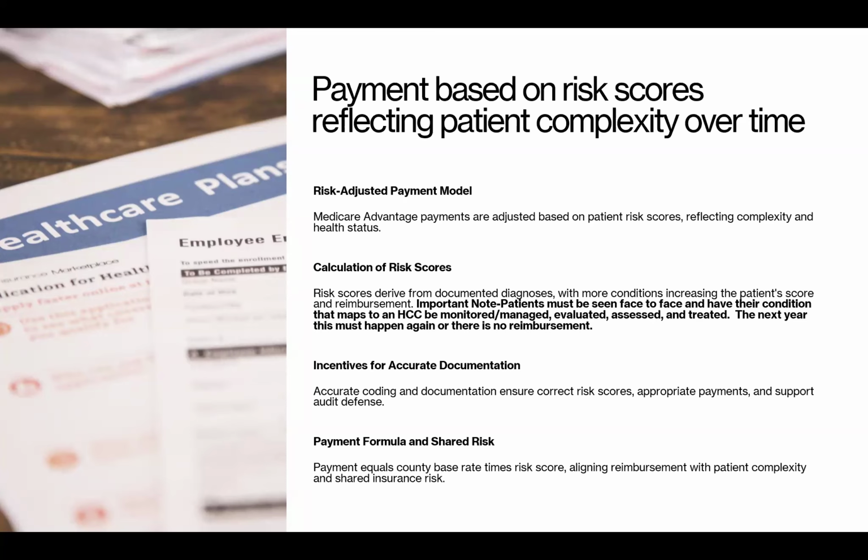right? And we'll get into this in the next slide, but the payment formula is the county base rate. CMS gives each county a base rate and you multiply it times the risk score. And then there are a few little adjustments that are done for coding and what have you. But for the most part, it's basically the county base rate times the risk score.